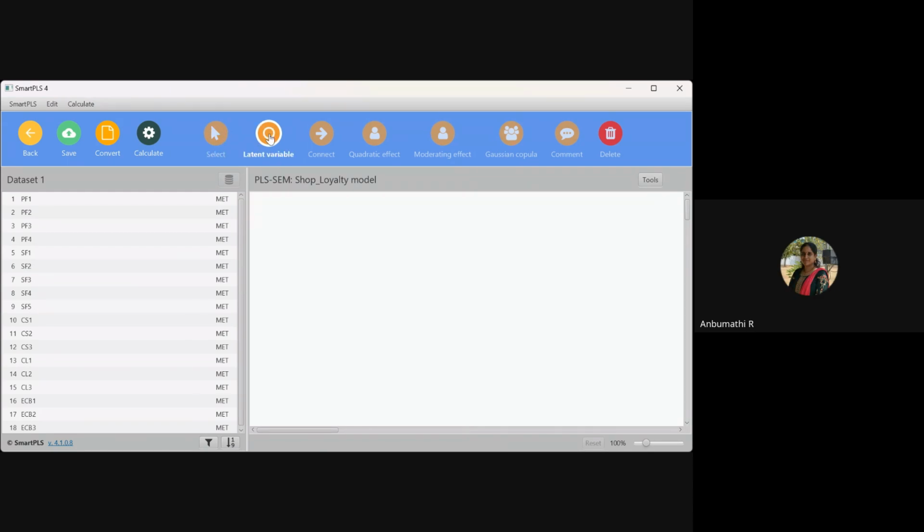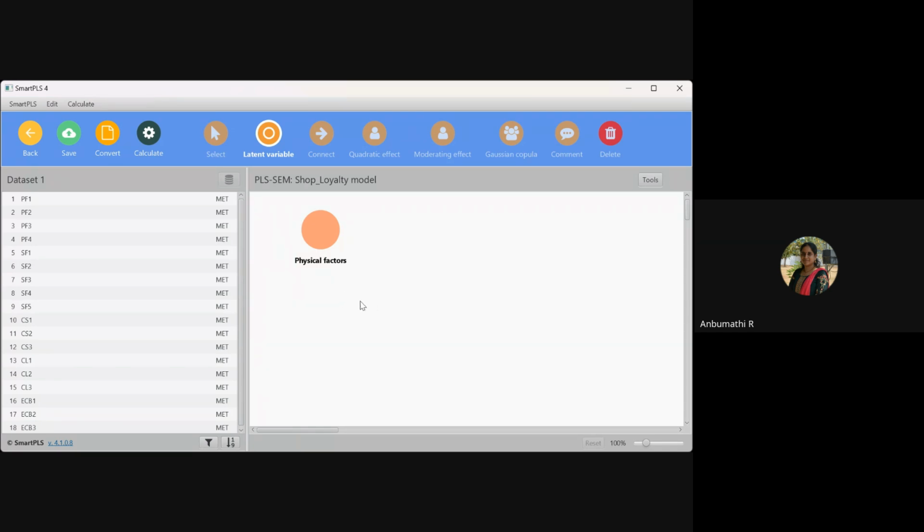So I click the latent variable. I'm clicking in the white space. When I click the white space, it is telling me alpha. But our variable name is not alpha. Now we are creating a variable with the variable name. Our variable name is physical factors. So I'm giving physical factors, and after typing in physical factors, press enter. You will get one latent variable.